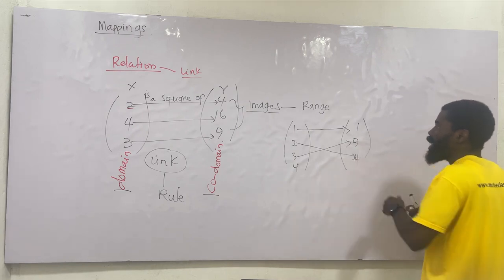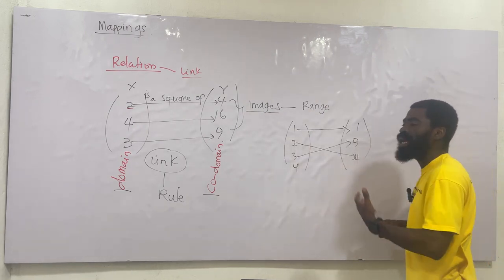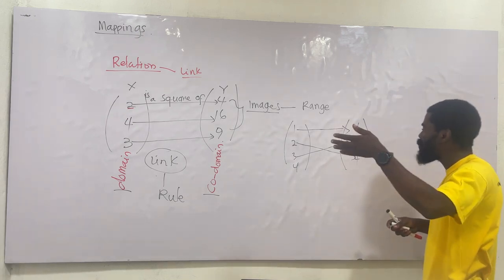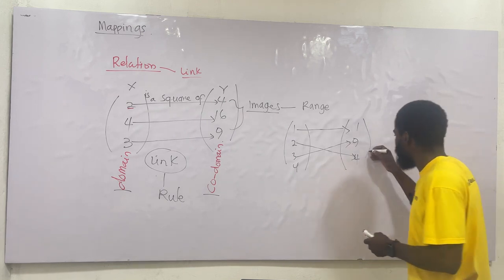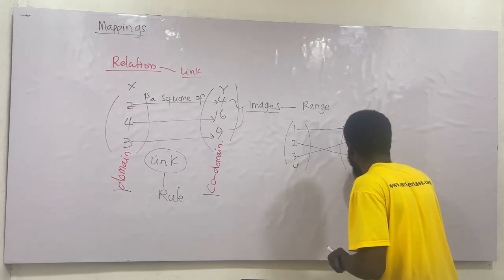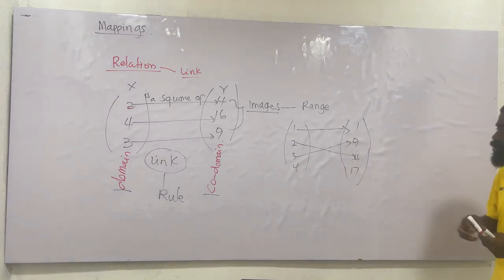Now, I said all those that are mapped onto in the codomain are images. All those that are mapped onto in the codomain are images. You know what I'm saying here? Good. So let me add another one to this. Let me add 17. I just want to do something.